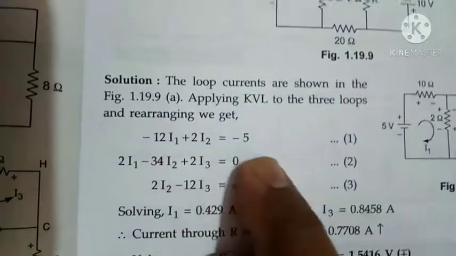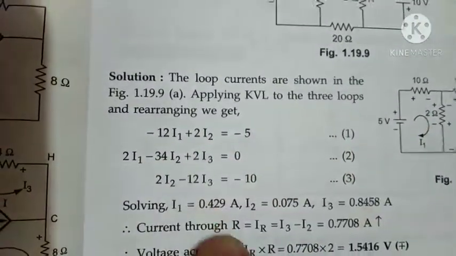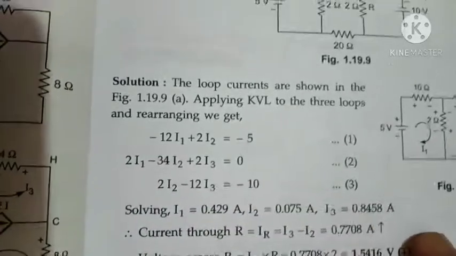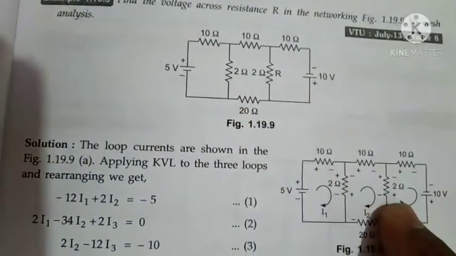So we got three equations, minus 2 into I1 plus 2 into I2 is equal to this thing. After solving these three simultaneous equations, we get the values of I1, I2 and I3. Now they are asking us to calculate the current through this R resistance, which is present here.